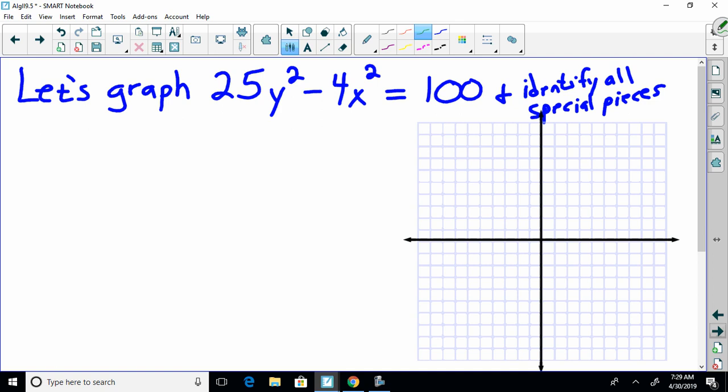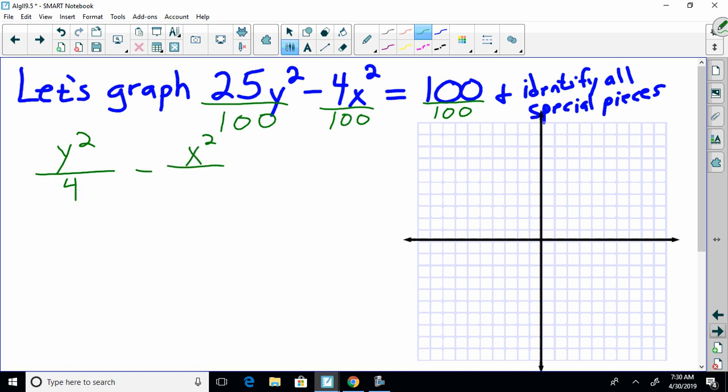Let's graph 25y squared minus 4x squared equals 100. Well, the first thing we need to do is put it in standard form, which is having a 1 on the right side of the equation. So let's divide both sides of our equation by 100. That would give us y squared over 4 minus x squared over 25 equals 1.